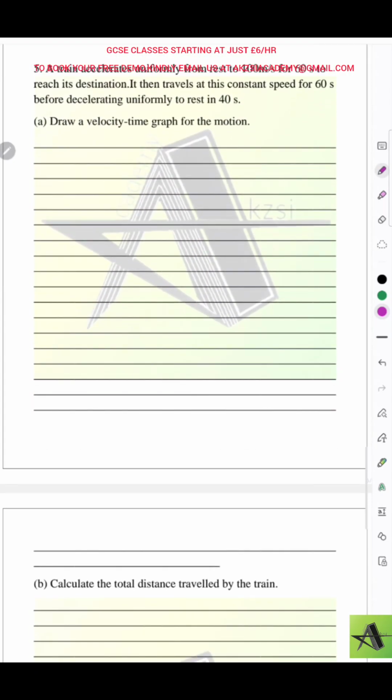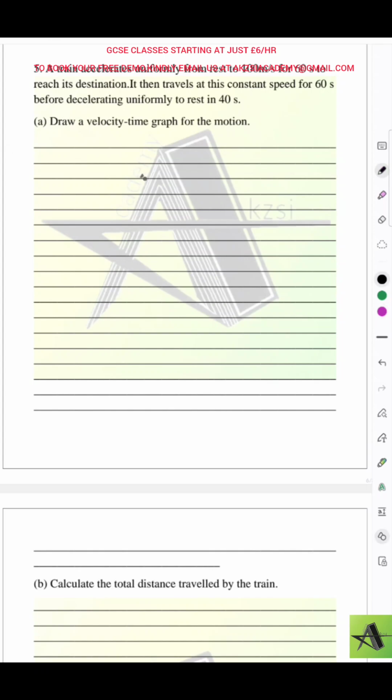Now the last question. It says a train accelerates uniformly from rest to 100 meters per second for 60 seconds to reach its destination. It then travels at this constant speed for 60 seconds before decelerating uniformly to rest in 40 seconds. Draw a velocity time graph for the motion.